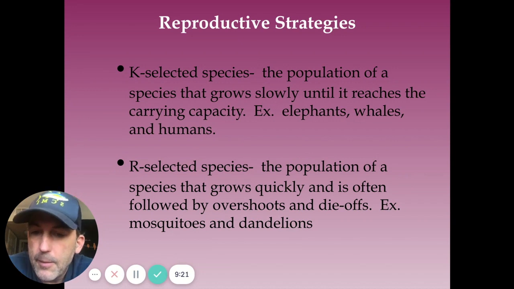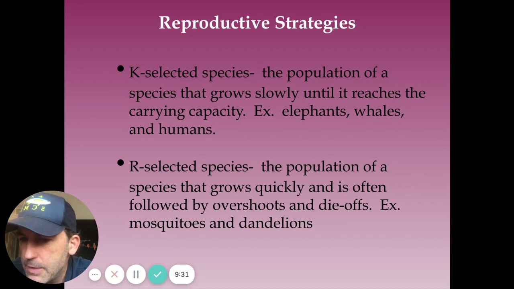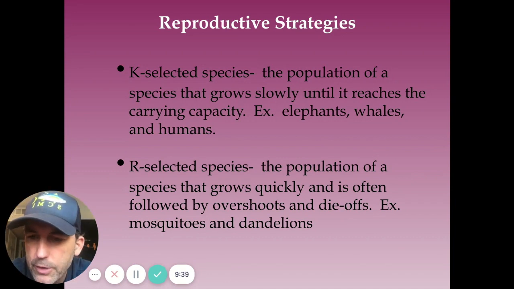Now, we have different reproductive strategies. So you have K and R selected species. These are just general strategies. K species are going to be things that reproduce not very frequently, tend to be large mammals, and tend to take care of their young during the early period of development, lots of parental care. And so humans are K selected species.